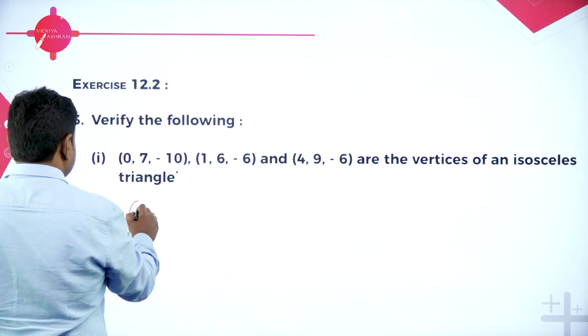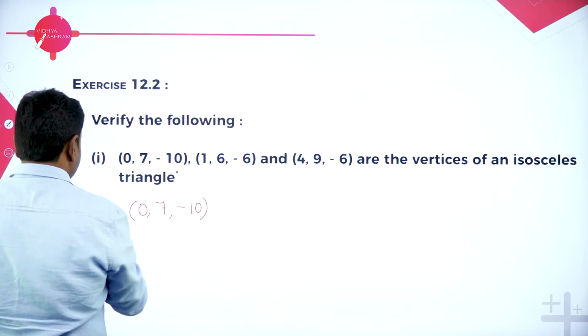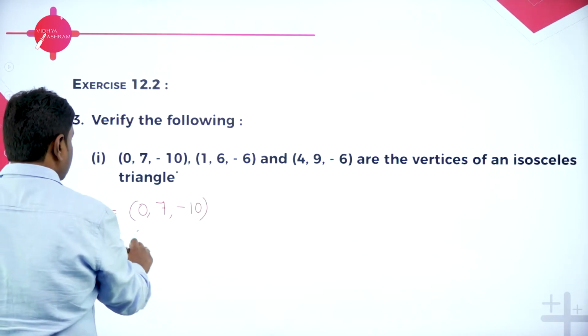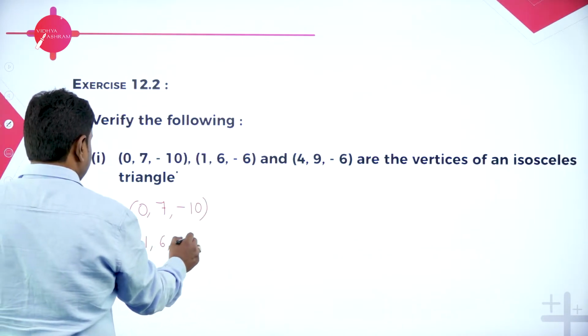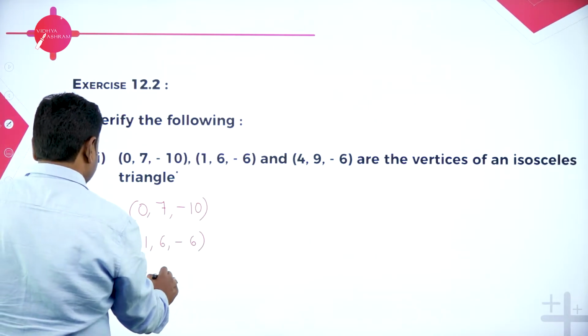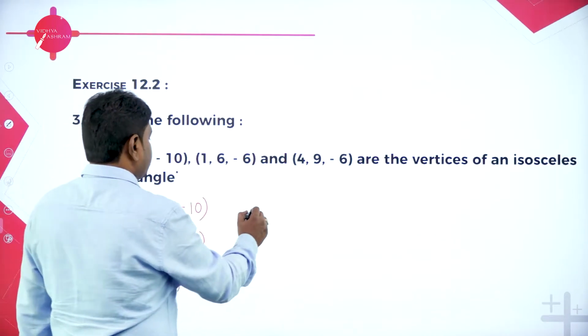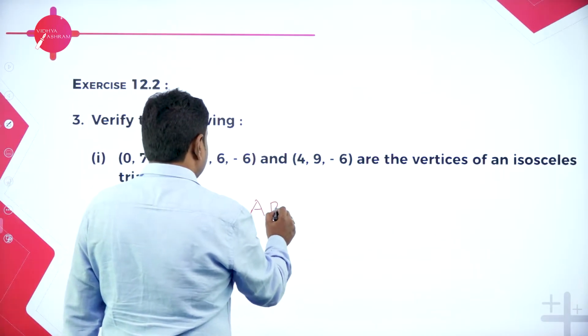So now first we say first point as A. A is (0, 7, -10) and second point call it as B. B is what? (1, 6, -6). Then third point call it as C. (4, 9, -6). Now apply distance formula. First find AB. How to find AB?